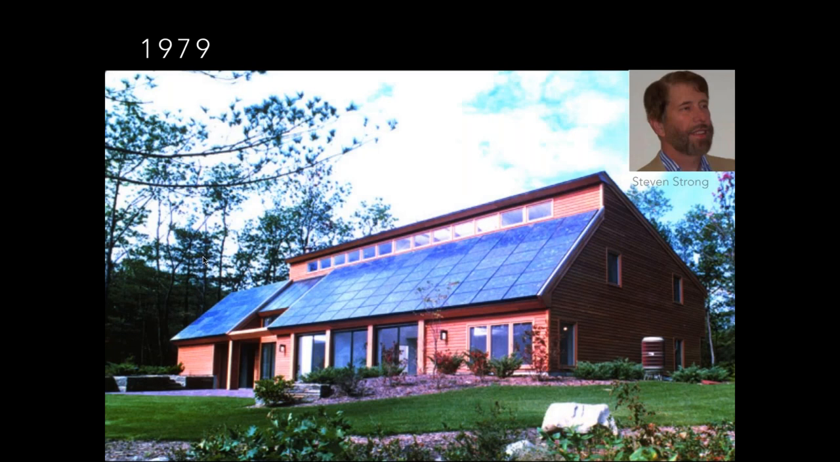In 1979, Stephen Strong, the developer in the upper right corner of the slide, built or helped install the solar panels on the Carlisle House, which is a house meant to demonstrate the sustainability of residential design in Massachusetts. And what was fascinating about this wasn't just the incorporation of a lot of sustainability elements into the house, including solar panels, but was the fact that they decided to hook those solar panels to the electricity grid without telling the utility company.